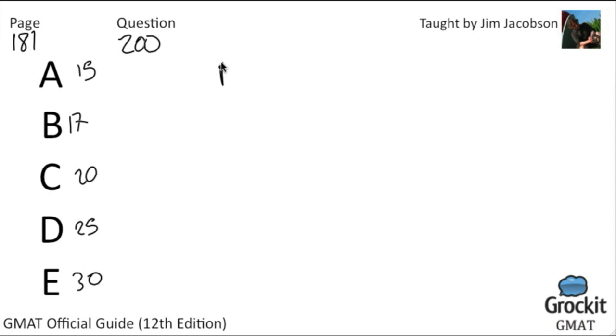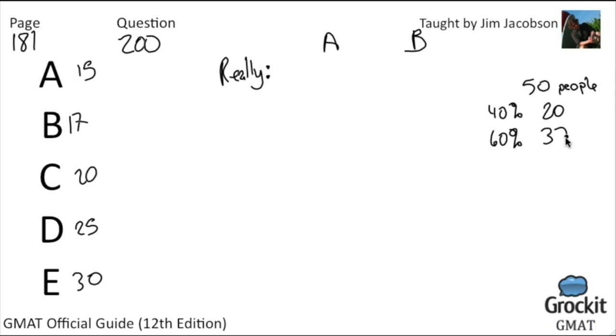So what's really happening? Team A and Team B. We have 50 researchers in a work group, 50 people, so 40% of 50 is 20. And then 60% is the remaining 30. So 40% are assigned to Team A, which is 20 people. The remaining 60% are assigned to Team B, which is 30 people.